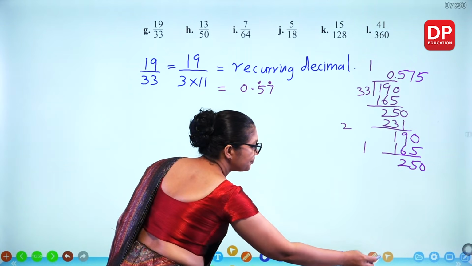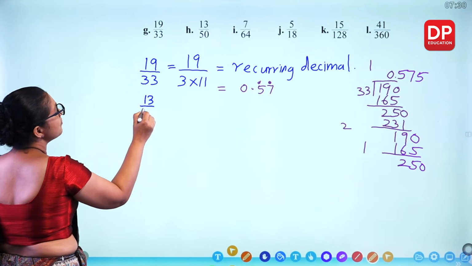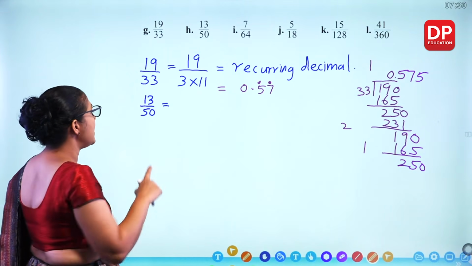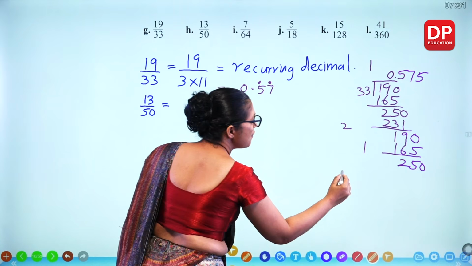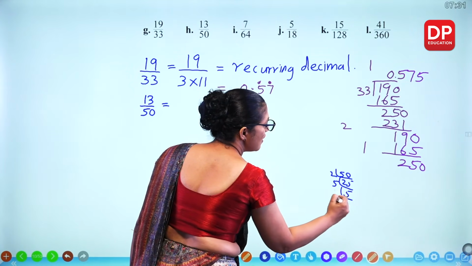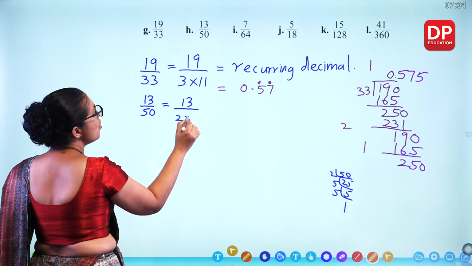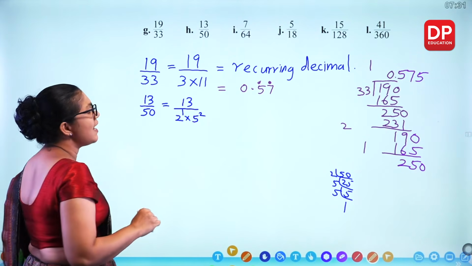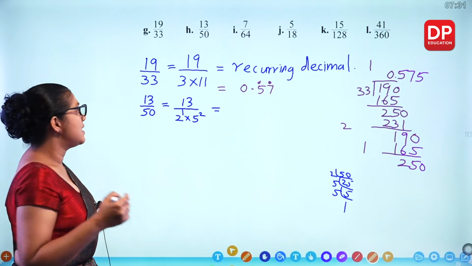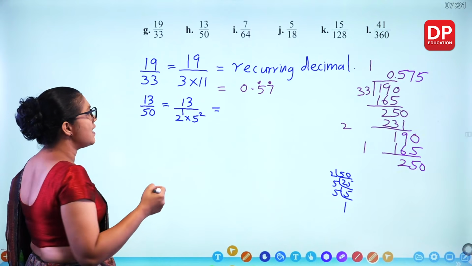Take the next one. 13 over 50. Can we write down the denominator in 2 to the power m and 5 to the power n? 50, you can divide by 2 for 25, 5 and 5. 5 squared. So here you can write 2 into 5 squared. 2 to the power 1 and 5 to the power 2. This is a finite decimal because you can write this as 2 to the power m and 5 to the power n.